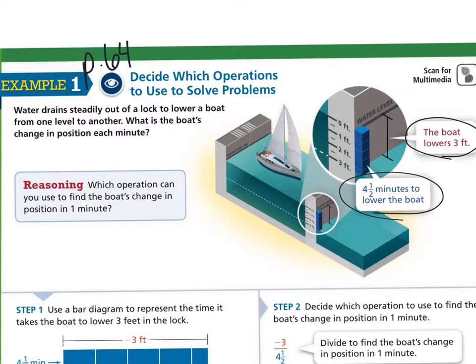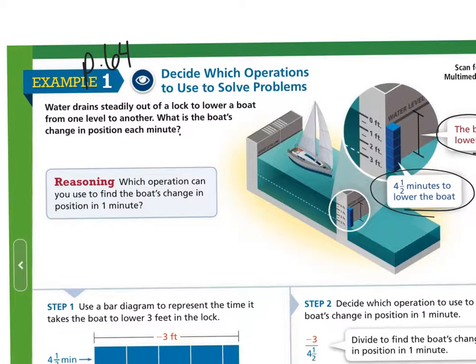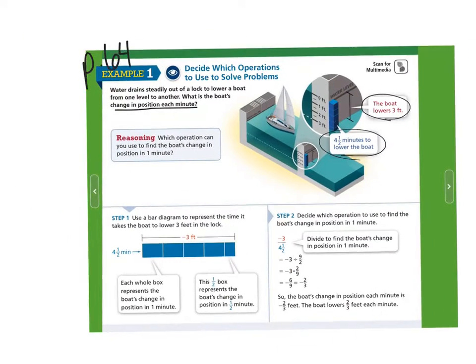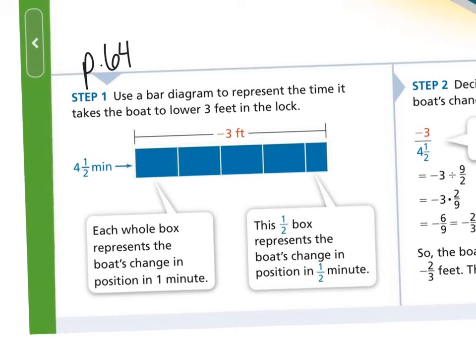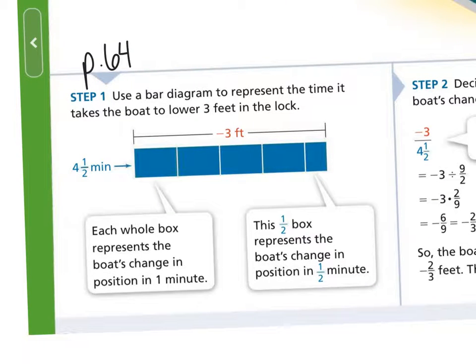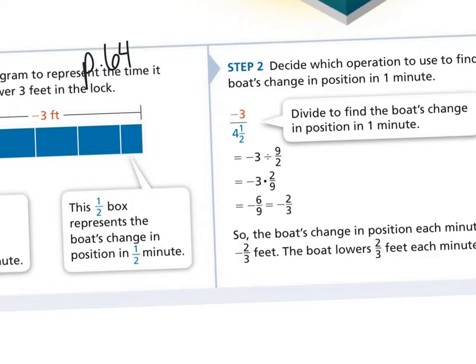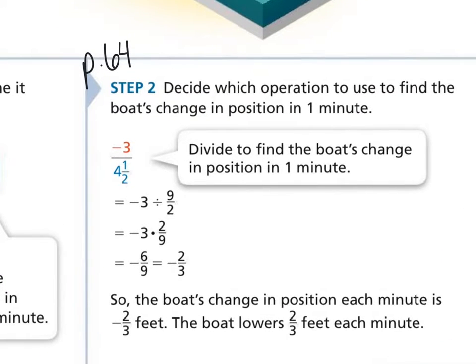We're going to need to look at how much did it change divided by how many minutes did it take to change, and we're just going to get a unit rate. Change per minute, feet per minute in this case, is what we're looking at. So you can do a bar diagram here if you want to. We don't necessarily have to do it that way.